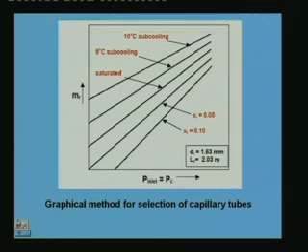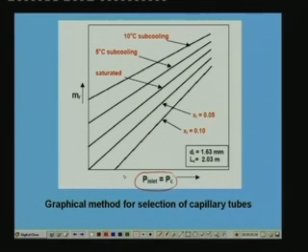This is a typical graph where the x axis is the inlet pressure, which is nothing but the condenser pressure, and the y axis is the mass flow rate through the capillary. This data is given for a particular diameter and length of the capillary, that is 1.63 mm inner diameter and 2.03 meter of length. And the mass flow rate is given for different inlet conditions. One is the pressure, the other one is the degree of subcooling.